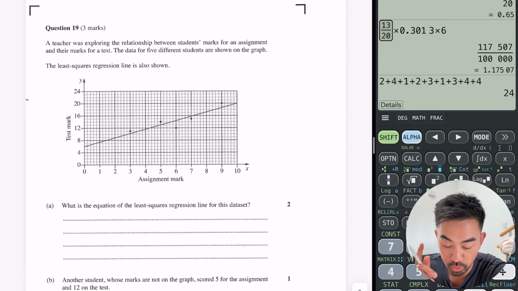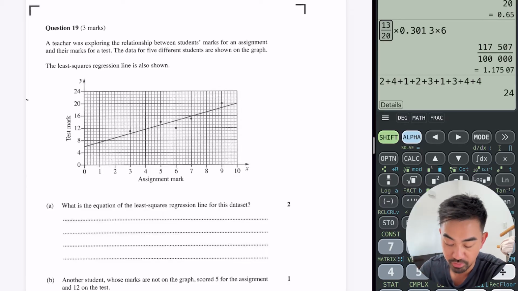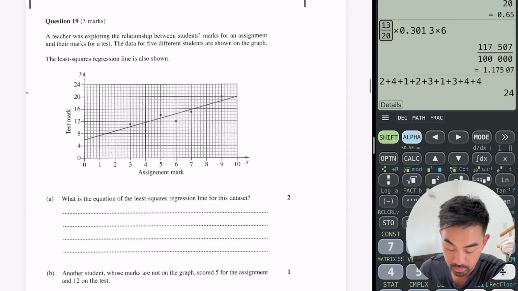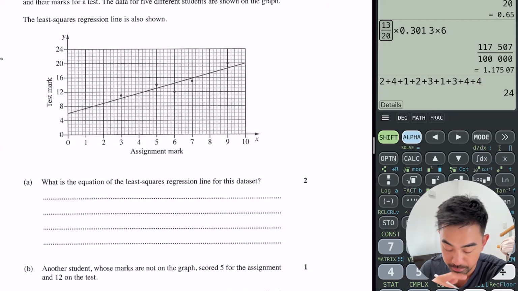All right, 19. A teacher was exploring the relationship between students' marks for an assignment and their marks for a test. The data for 5 different students are shown on the graph. The least squares regression line is also shown. Question A, what is the equation of the least squares regression line?